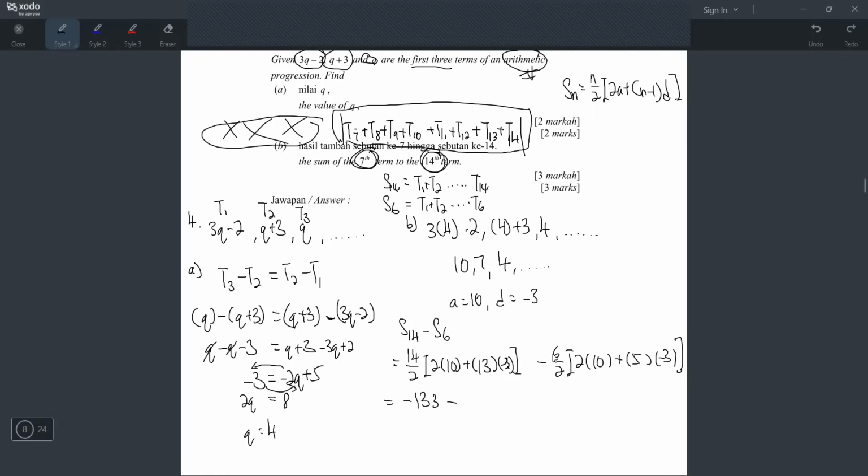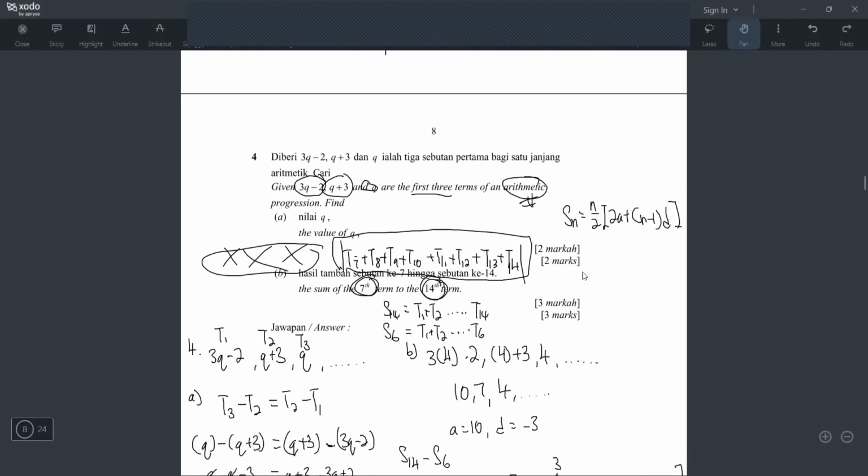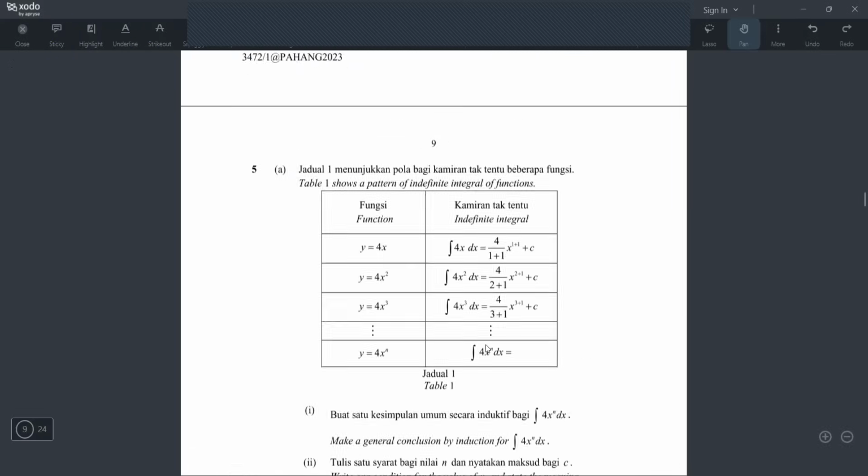And then minus, 6 divided by 2 is 3, right? But we have to press this in our calculator and see what I get. So let's press 2 times 10 minus 15. I get 5, but don't forget to times 3. My calculator gives me 15, right? So let's press negative 133 minus 15. So what is the final answer? Negative 148, right? If you get the same, it means correct already. So this is how you get full marks. This question is worth 5 marks, so that's all.